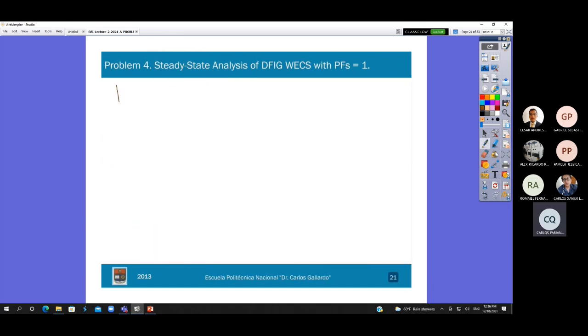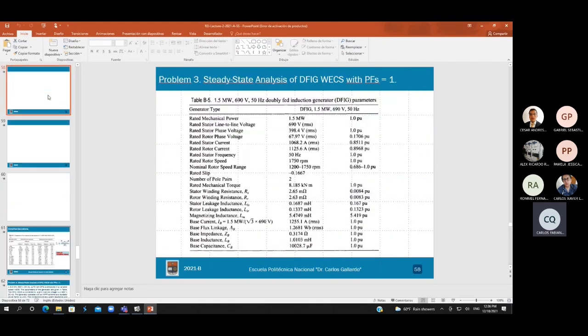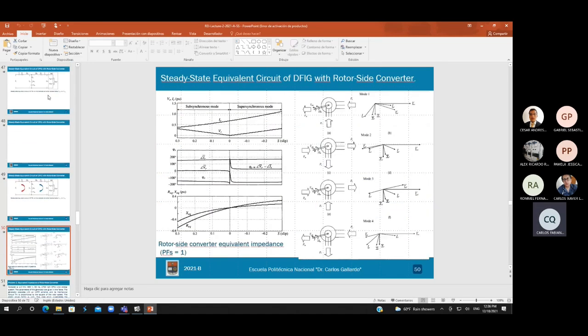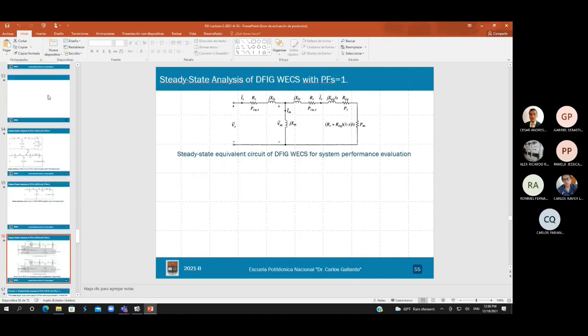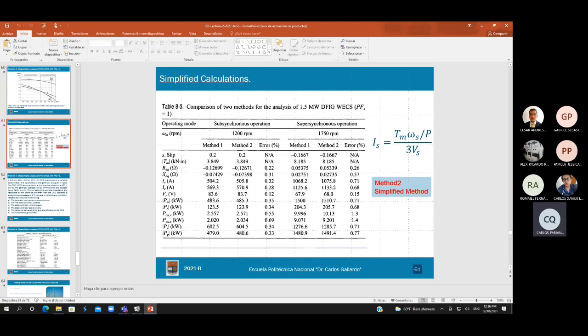Let's continue with question B. For question B, the problem is asking me to compute the root mean square stator and rotor current. So I will use the exact methodology. What is the exact methodology? I don't remember if I have the formula here, so let's go back. This is the approximation. Do you remember, this is the simplified method using the stator current. In order to compute the stator current, I will use this formula.